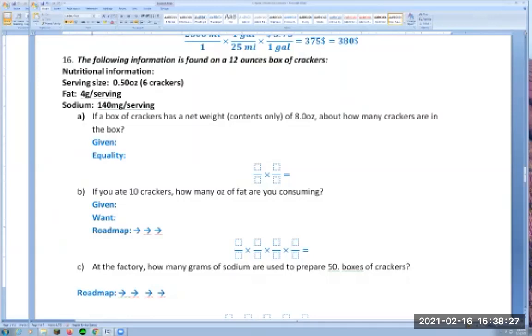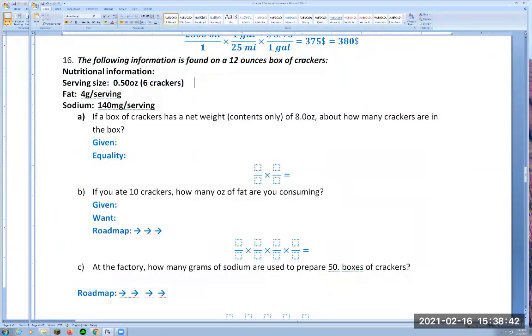So the following information is found on a 12-ounce box of crackers. And we have nutritional information. Serving size is 0.50 ounces or 6 crackers. So I advise you to rewrite this as an equality, because this is an equality that says 6 crackers are equal to 0.50 ounces. You want to see it like this, as an equality.